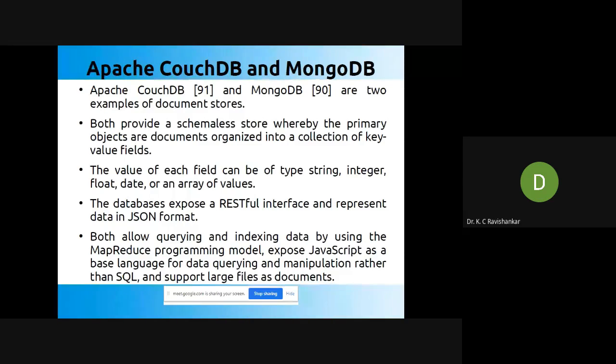Both provide a schema-less store. A schema will not be defined for any data. Schema means how data should be saved; the structure of data will be defined in the schema. Here the schema will not be there. It is a schema-less store whereby the primary objects or documents are organized into collections of key-value fields.